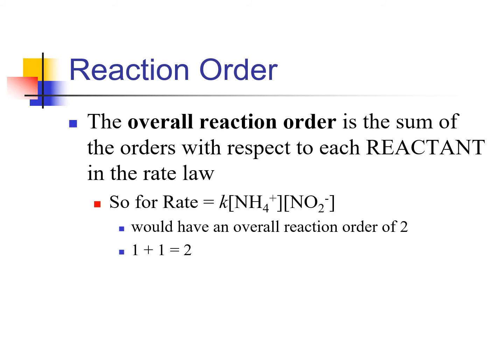Now I mentioned there's an overall reaction order as well. The overall reaction order is the sum of the individual orders. So with this rate law that we saw before, each thing here has a kind of hidden reaction order of 1, and 1 plus 1 is 2, so the overall reaction order would be 2. So it'd be a second order overall reaction.